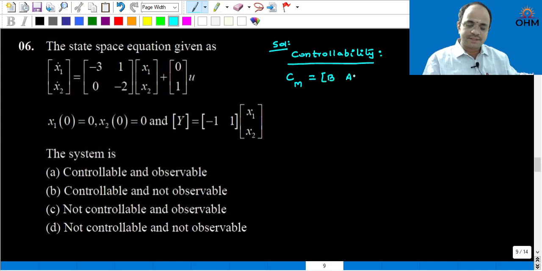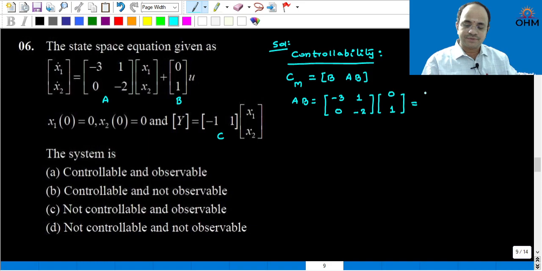Controllability matrix is defined as B, first column is B, second column is AB. So, this is matrix A, this is B and this is C. So, first let us find out what is the AB matrix. System matrix A is given as [-3, 1; 0, -2] multiplied with B, which is [0; -1].